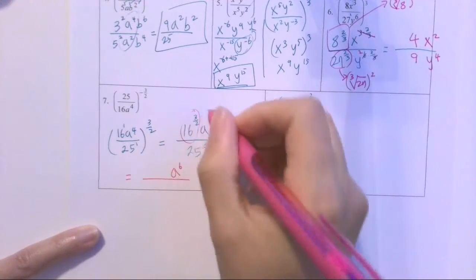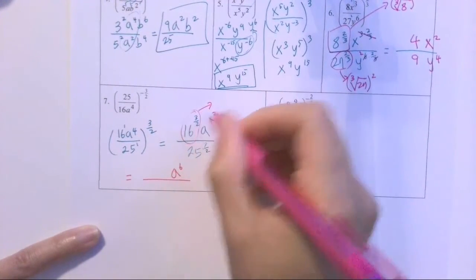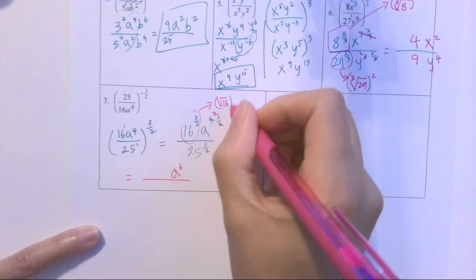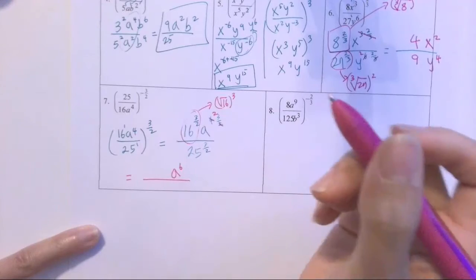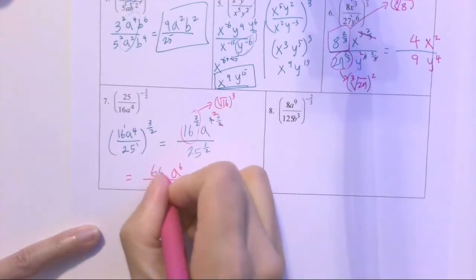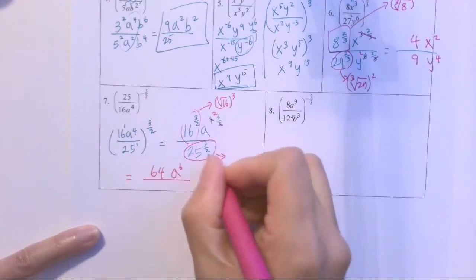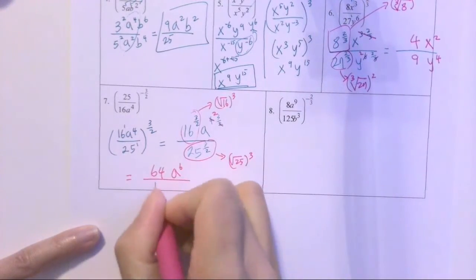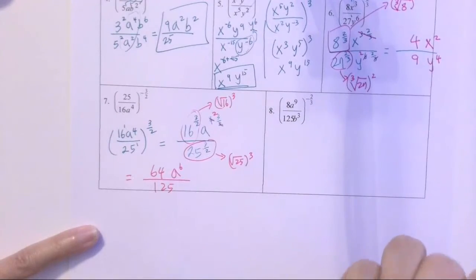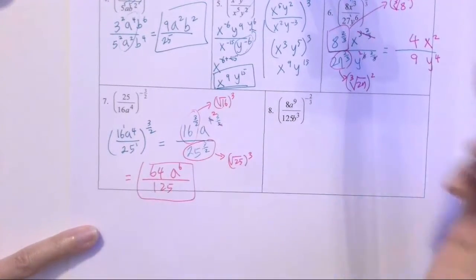What am I going to do over here? Review. The denominator is 2, so that's the square root of 16, raised to the cube. What's the square root of 16? 4. 4 cubed. 4 times 4 is 16, times 4, 64. Same over here. Square root of 25, cubed. 5 cubed, 125. Isn't it fun? I think this is fun.